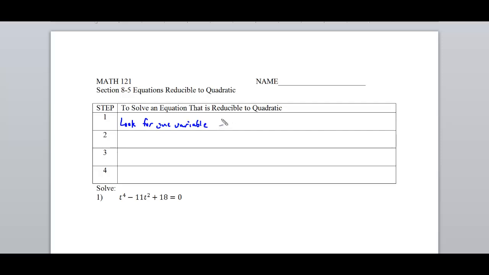to be the square of the other. Look for one variable to be the square of the other. So if you take a look at here, the variable t squared is t to the 4th. So there's the variable we're focusing on right there. I'll go through these 4 steps in every problem. And then step 2 is to write down the substitutions.